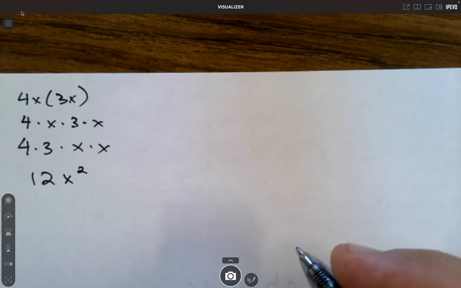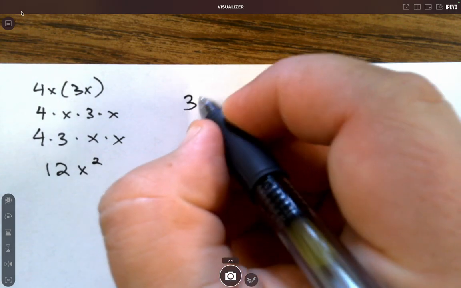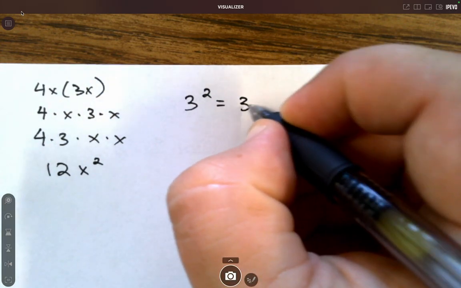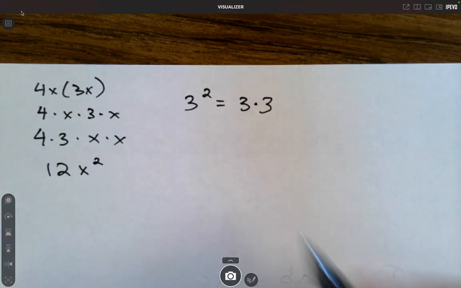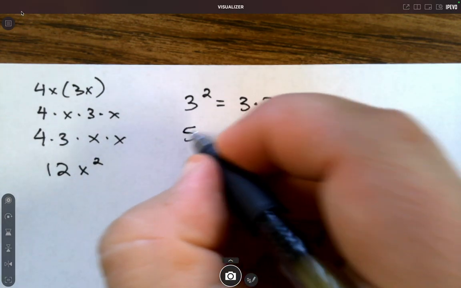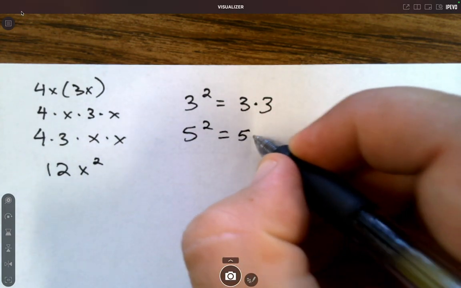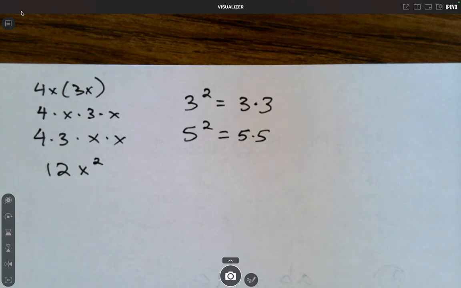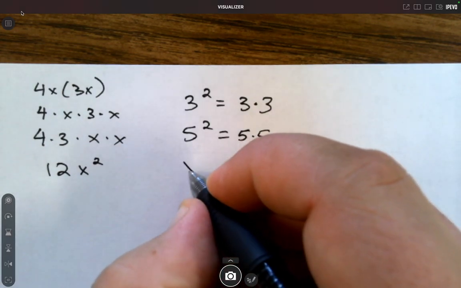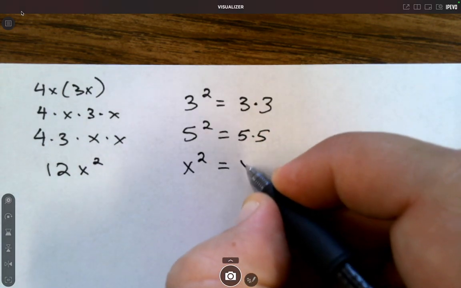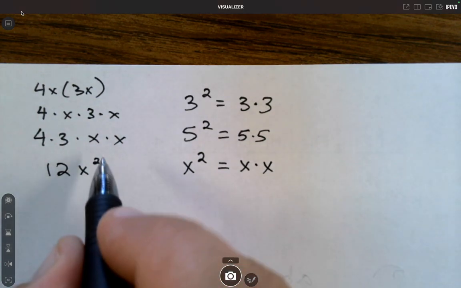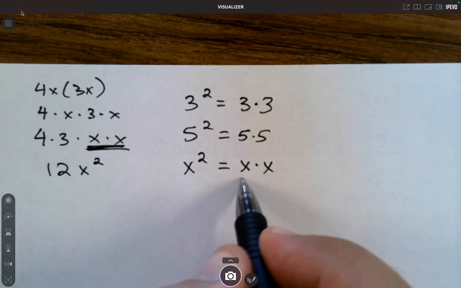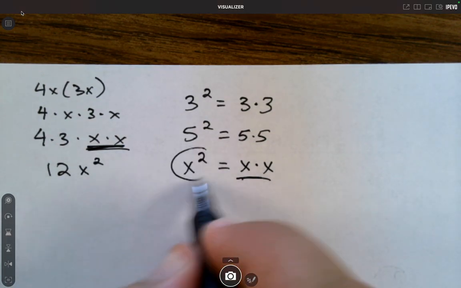Or just reminding you what squared really means. 3 squared means we do 3 times 3. We multiply 3 by itself. 5 squared means 5 times 5. We multiply 5 by itself. So the same way x squared means x multiplied by x. So that's why we can change x times x to x squared.